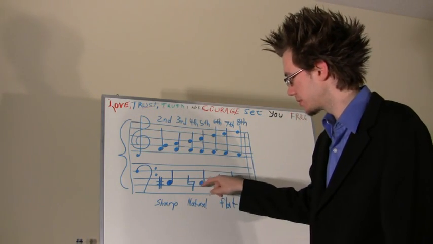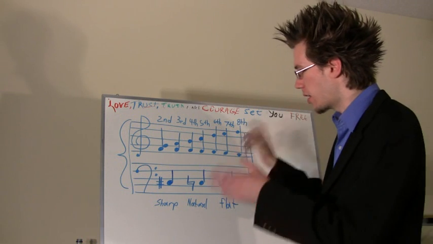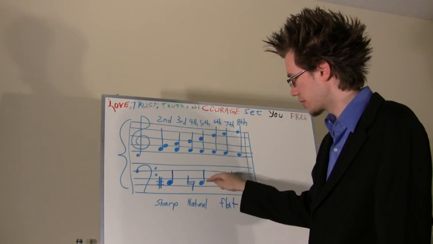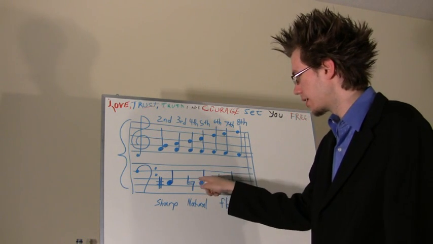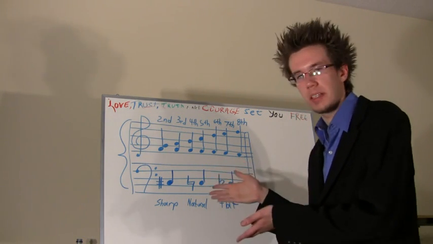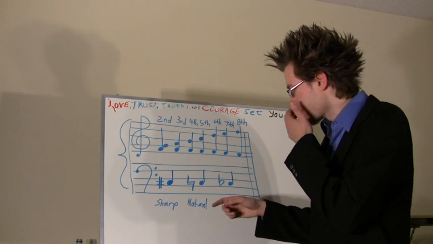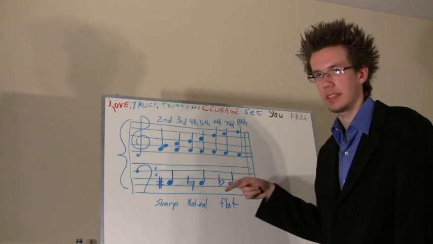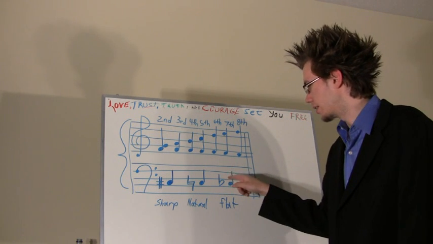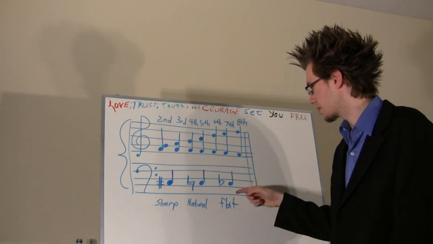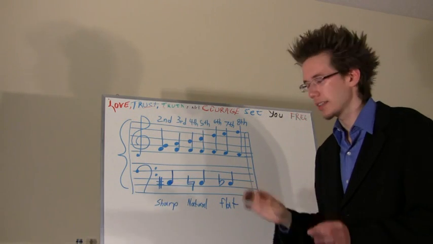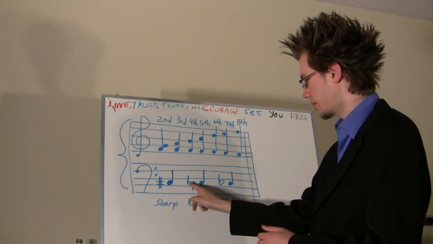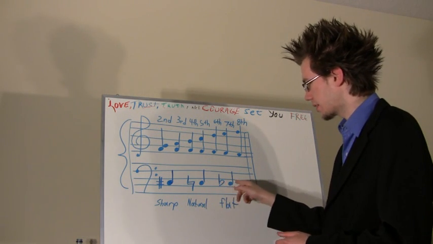A natural, right here, brings it back always to the original key. So a C natural would just be a C. Okay, now we have a flat, and a flat lowers it down one semitone, and that's basically it. This is what a flat looks like. Now the thing is, you always have to put them before the note. So it's like sharp, this C, natural, this C, flat, this C.